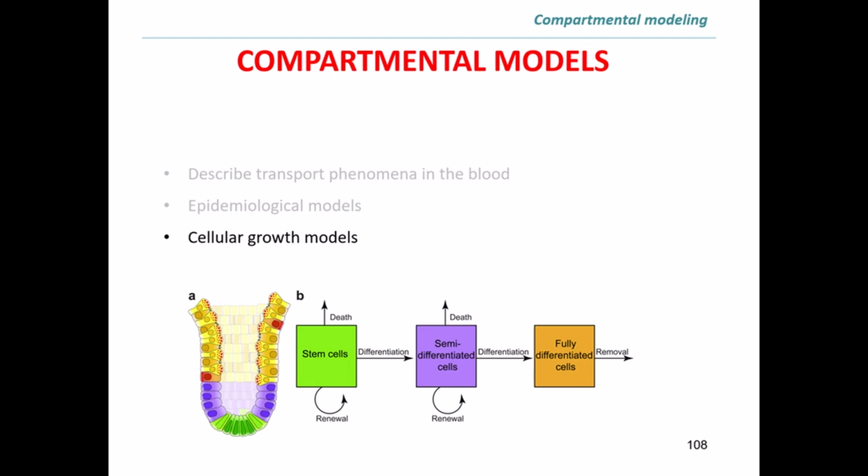A compartmental model may also be used to describe cellular growth. For example, we can have three compartments, one representing the stem cell, one representing the semi-differentiated cell, and one representing the differentiated cell. The quantity inside the stem cell compartment changes in relation to the fact that stem cells can be differentiated into semi-differentiated cells, may die or may be renewed, and the same holds for the other compartments.